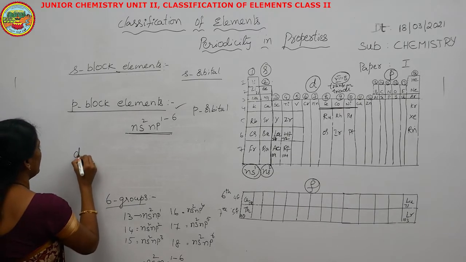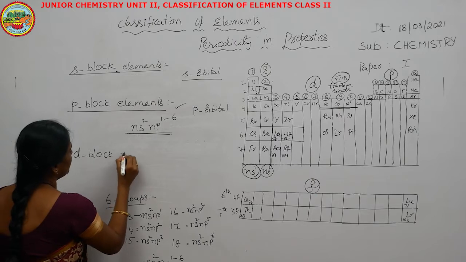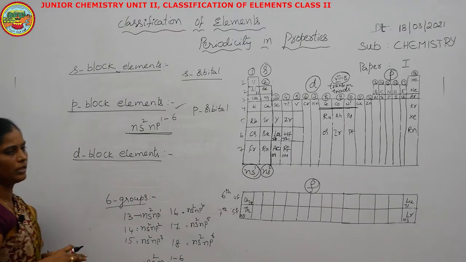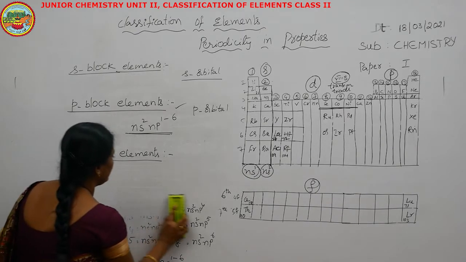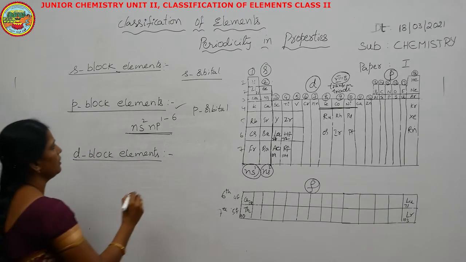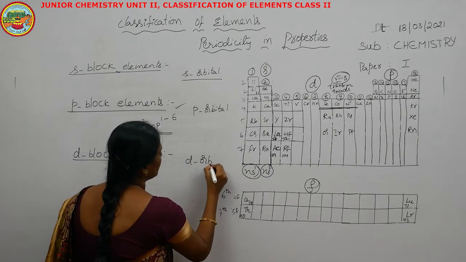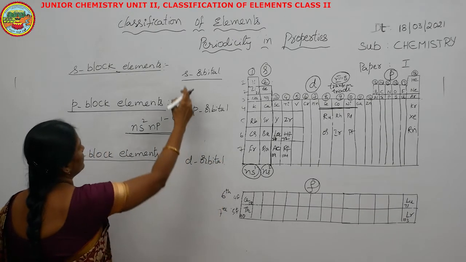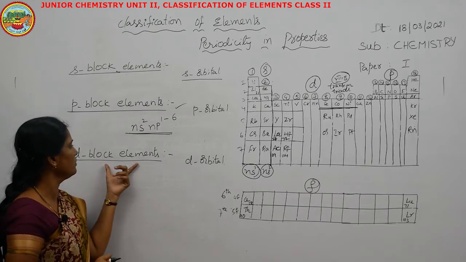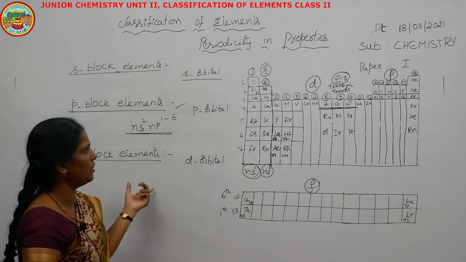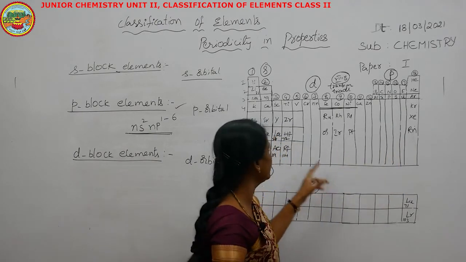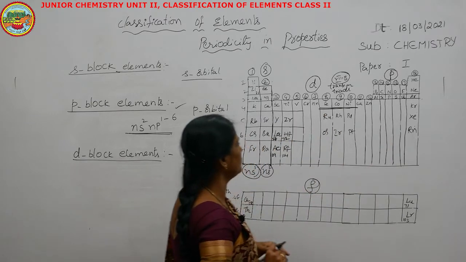Then coming to the d block. D block elements means the differentiating electron enters into the d orbital. The differentiating electron enters into the d orbital. So s orbital, p orbital, d orbital. Those elements belong to the d block. The d block is placed in between the s block and the p block.